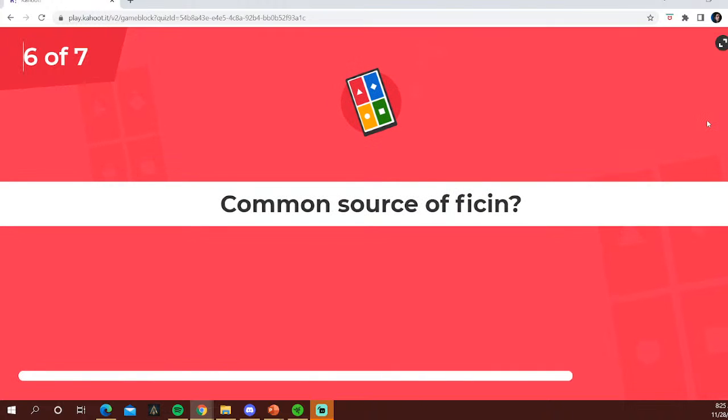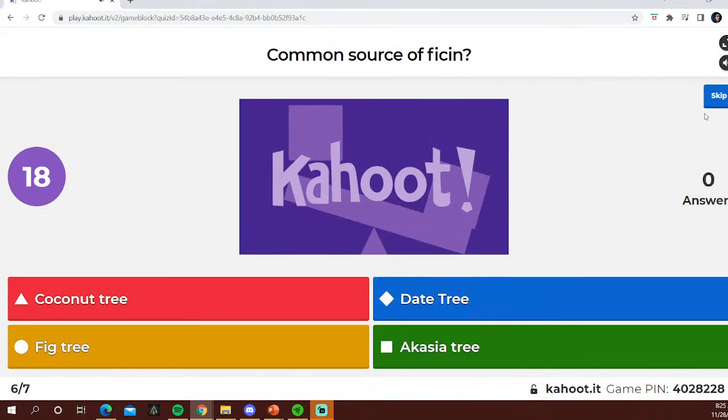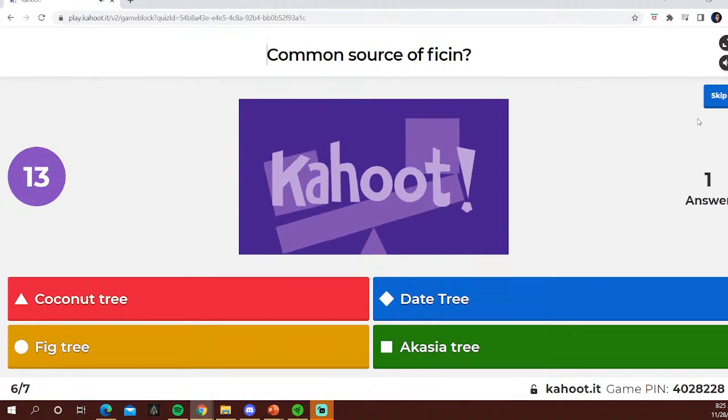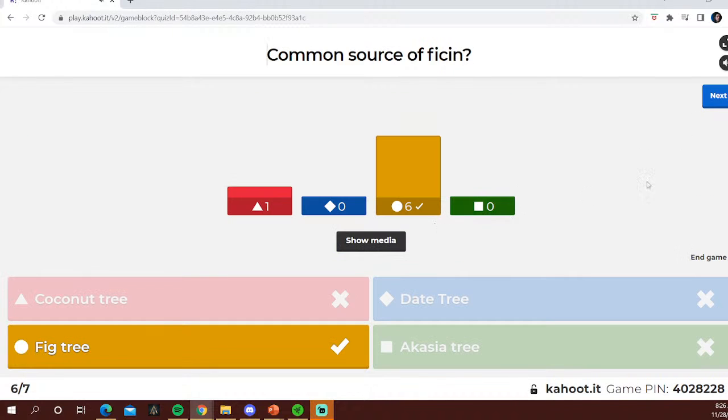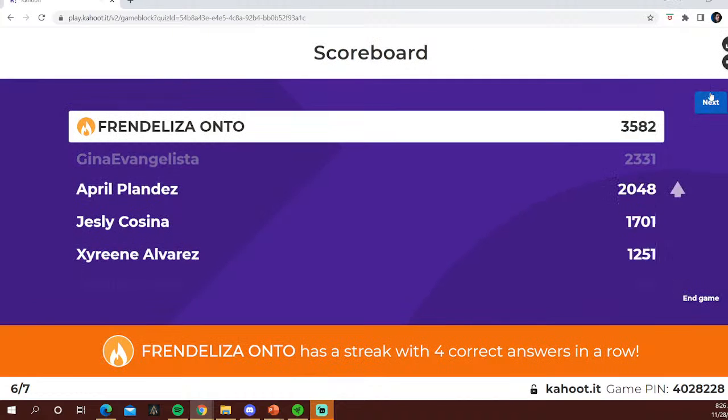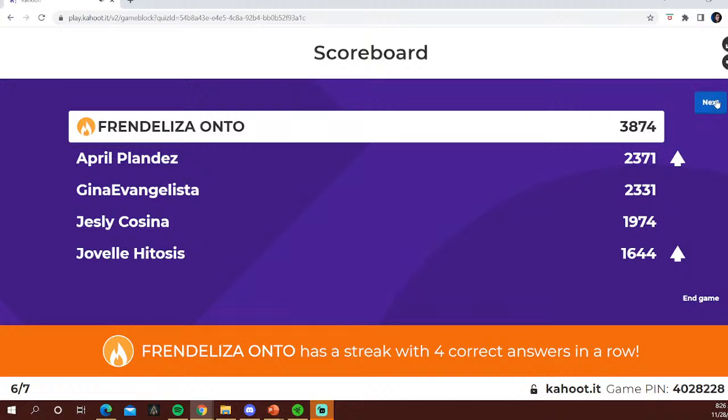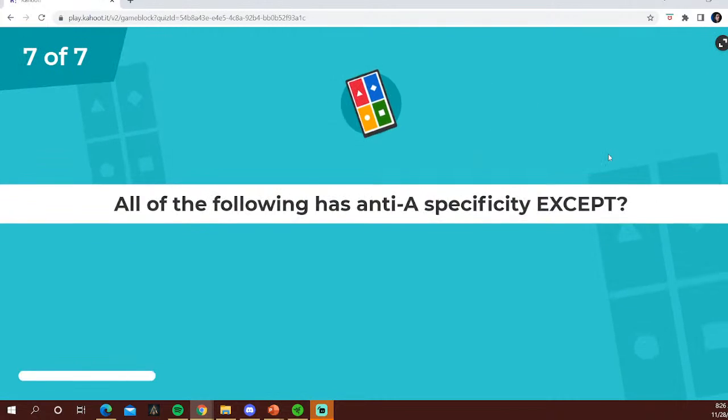Common source of ficin: coconut tree, dates, fig tree, acacia tree. A lot of people answered the fig tree, which is pretty explainable. All right. One streak, four correct answers in a row. Wonderful, Friendeliza. Wonderful. So this is your last question.